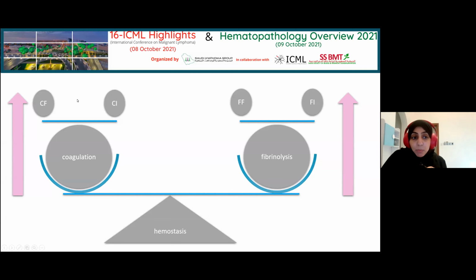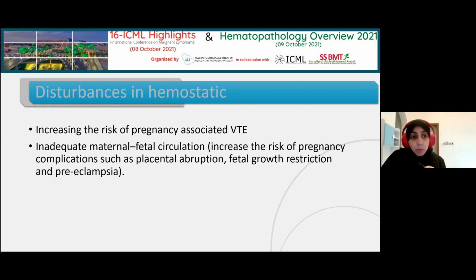the increase in coagulation will be counteracted by the increase in fibrinolysis, and this leads to hemostatic balance during pregnancy. And any disturbance in this hemostasis will lead to the pregnant lady being subjected to the risk of venous thromboembolism, and there will be inadequate maternal-fetal circulation with all the complications associated with it, such as placental abruption, fetal growth restriction, or preeclampsia.